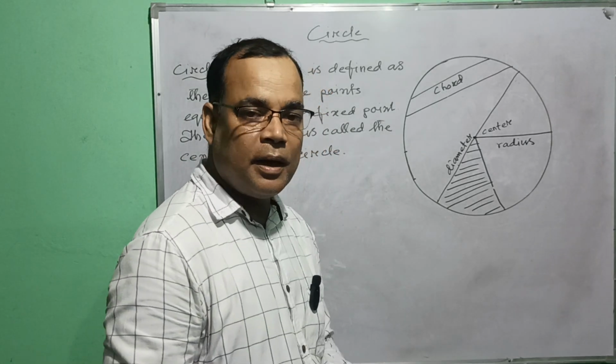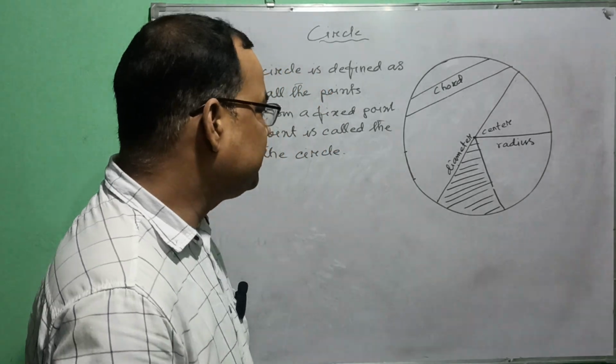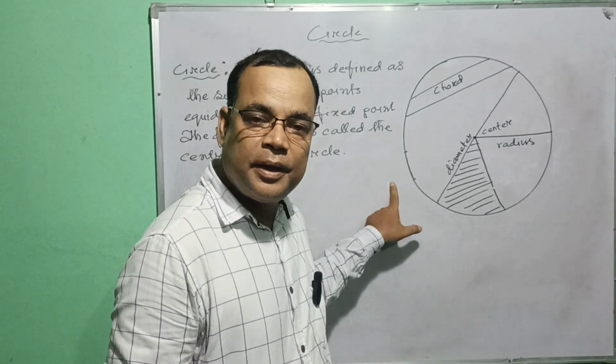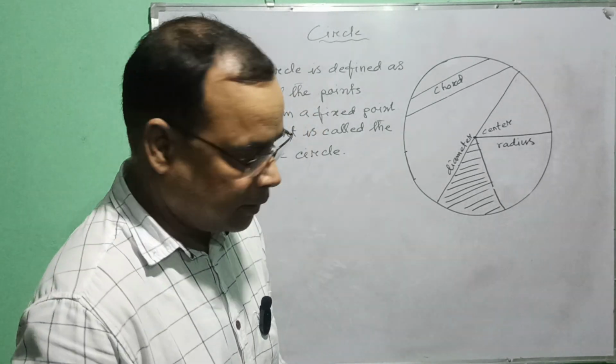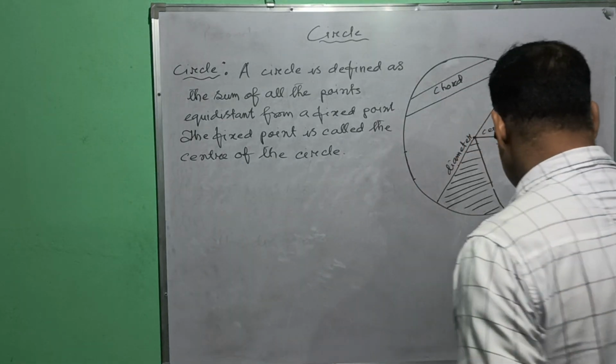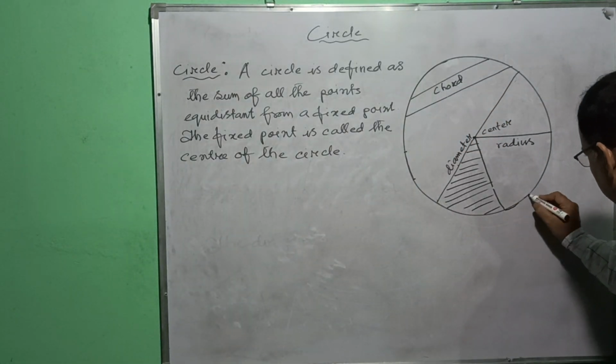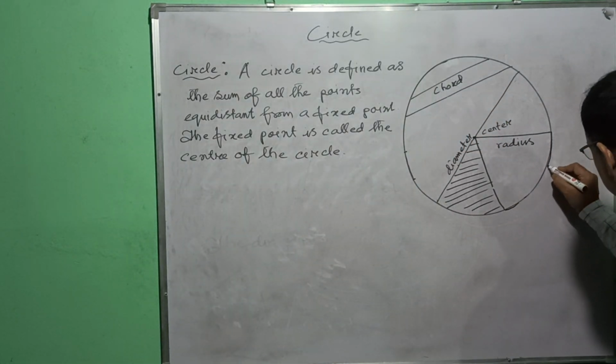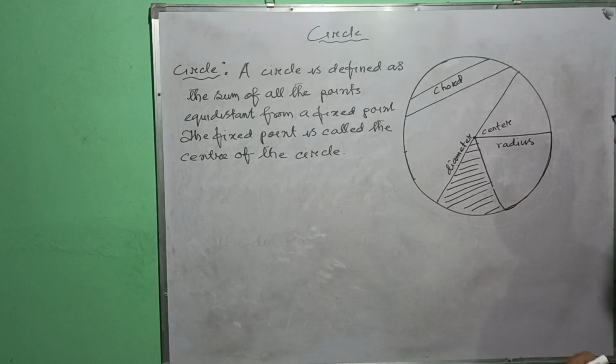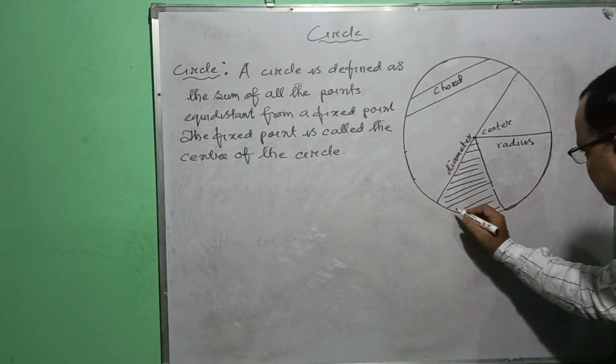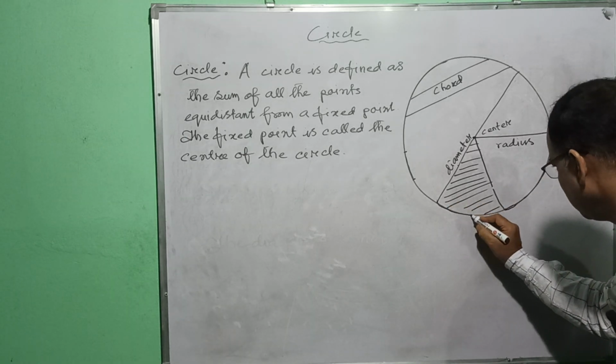Now how can we define the arc of a circle? We can define any part of the circumference of a circle is called the arc. So here also that one is an arc, from here to there, this is an arc. So how can we define that one also an arc?